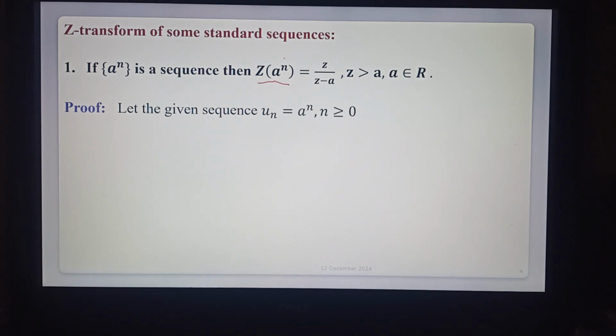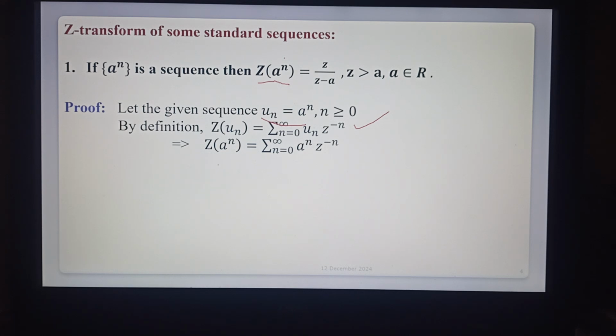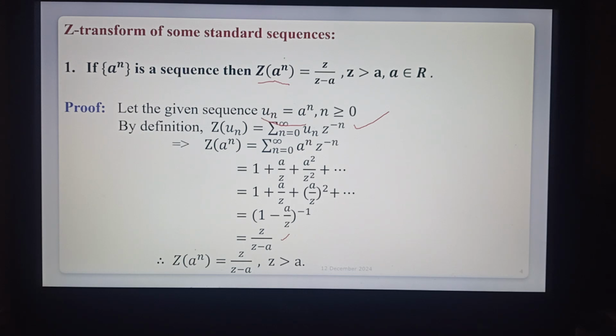See the proof here. Let the sequence u_n be equal to a power n. By the definition of Z transform, substituting u_n equal to a power n, Z transform of a power n is equal to summation n equal to 0 to infinity a power n into z power minus n. Now expand by substituting n equal to 0, 1, 2: that is 1 plus a by z plus a square by z square, that is 1 plus a by z plus (a by z) whole square plus and so on. Which form is this? It is 1 minus x power minus 1, by the binomial theorem expansion. After simplification, the Z transform of the sequence a power n is equal to z by z minus a.